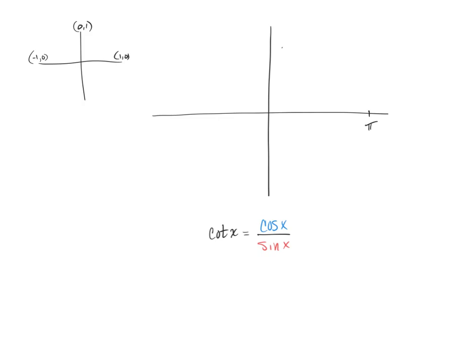And you're going to have your x-intercepts of cotangent whenever your numerator is 0, which is when the cosine is 0. So namely up there at pi over 2, and down here at 3 pi over 2, 5 pi over 2, and so forth.